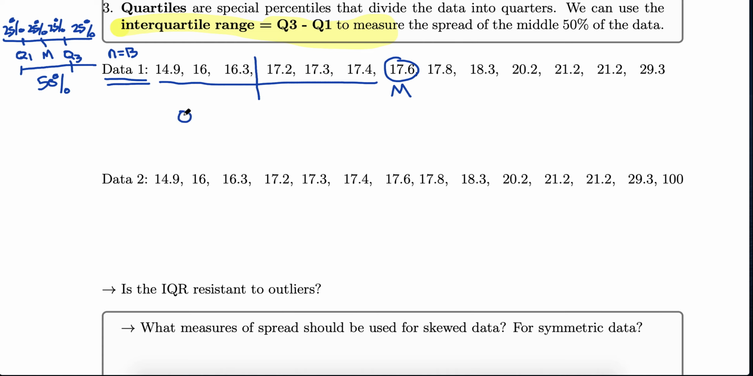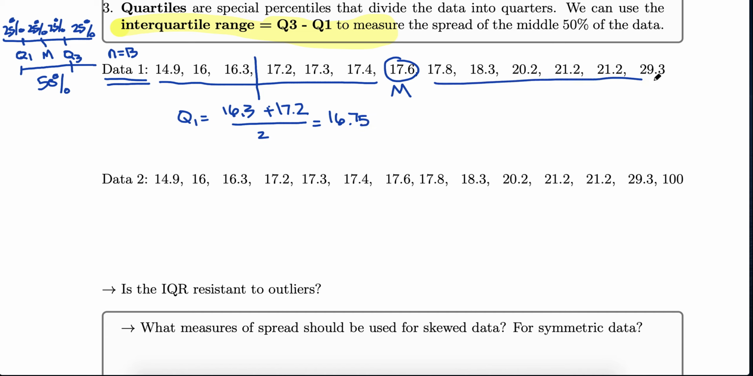So Q1 is going to be 16.3 plus 17.2 divided by 2. And when you do that, you should get a value of 16.75. So there's the median of my lower half of the data, or my first quartile, Q1.